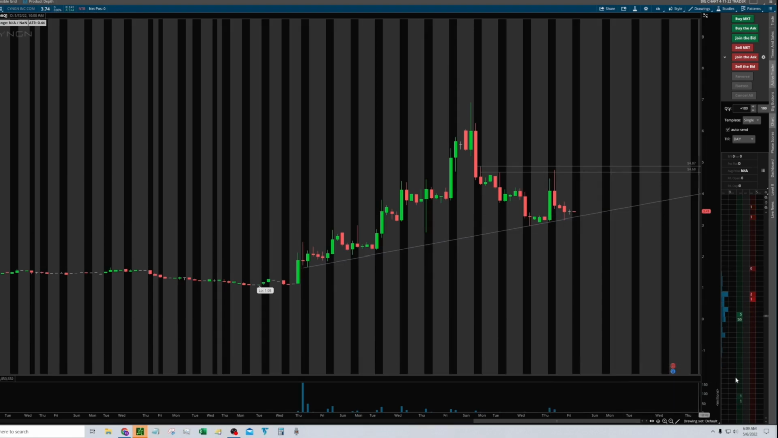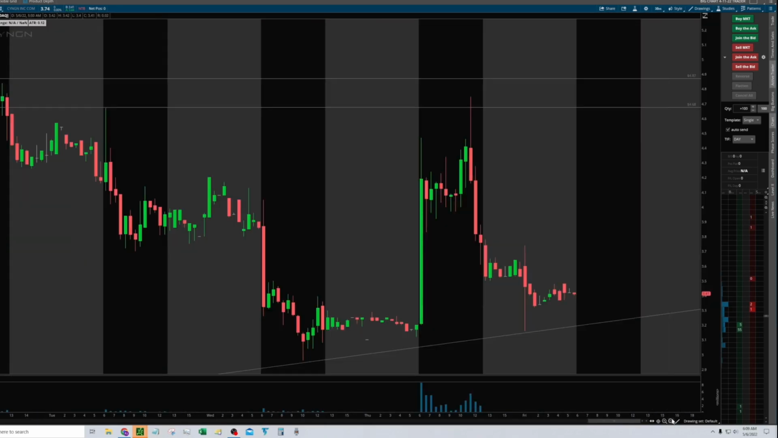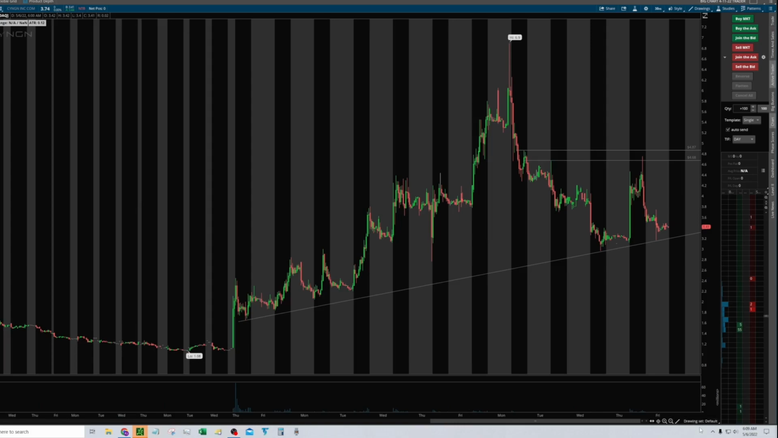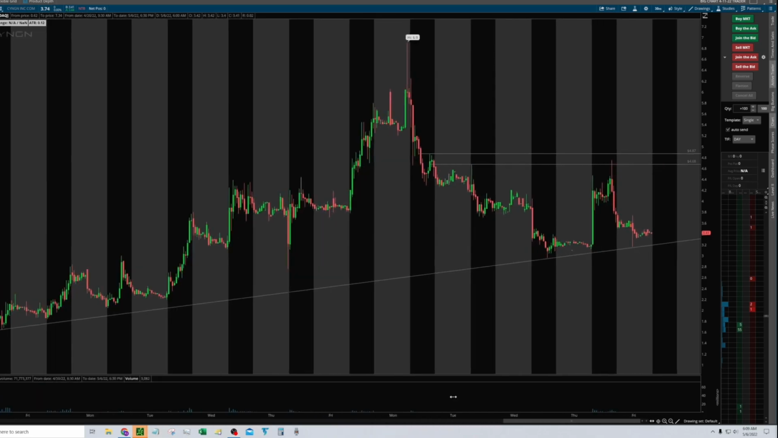Now on the 30-minute, you can see more granular details where the stock spiked up, it came back down, but it's bounced off that trend line that we drew. So, this is how I look at trend. This is how I identify those areas that I'm looking for when I'm day trading.